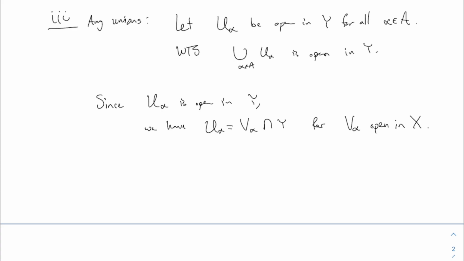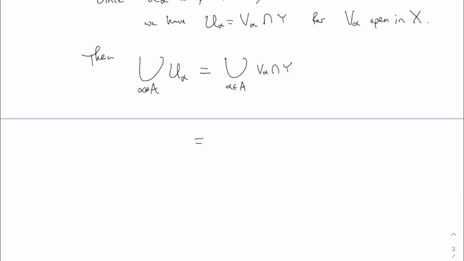This is what it means to be open in Y. It's something from X intersected with Y. And then we can say the union of all the alphas, U alpha, is, I replace the U's with V alphas first, V alpha intersect Y. So this is taking together V alpha intersect Y, all of them together. But this is the same, again, by some kind of rules about unions and intersections. This is the same as all of the V alphas taken together and then intersecting with Y.